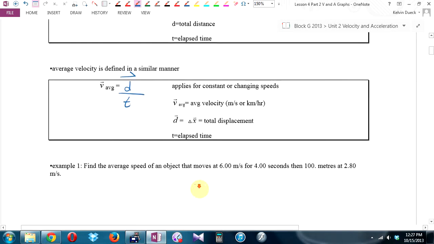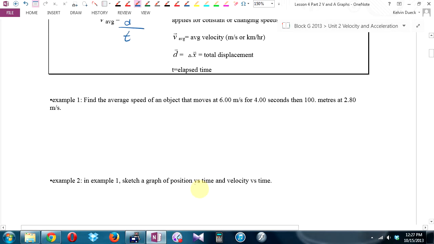Example 1 says, find the average speed of an object that moves at 6 meters per second for 4 seconds, and then 100 meters.